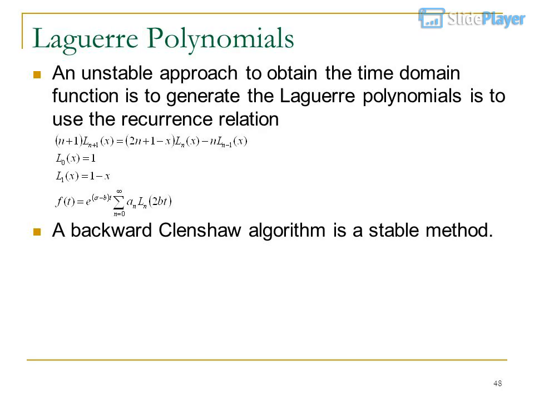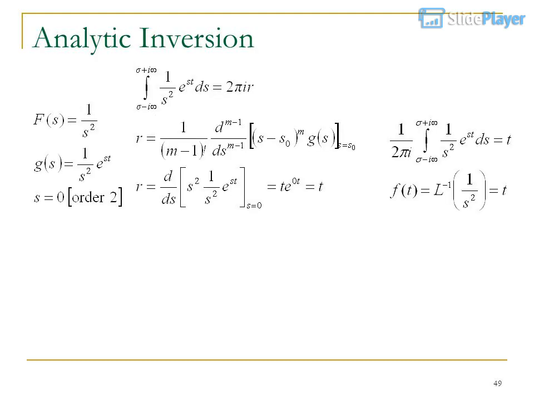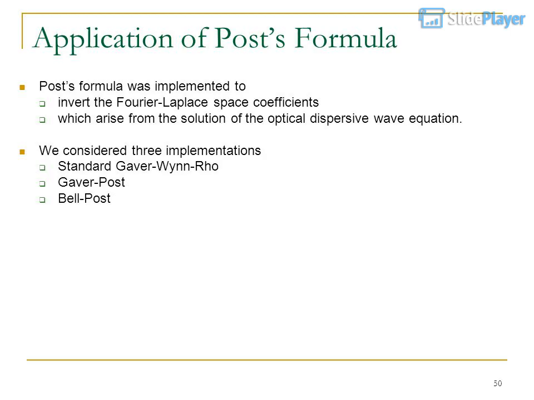Laguerre polynomials. An unstable approach to obtain the time domain function is to generate the Laguerre polynomials using the recurrence relation. A backward Clenshaw algorithm is a stable method. Analytic inversion.